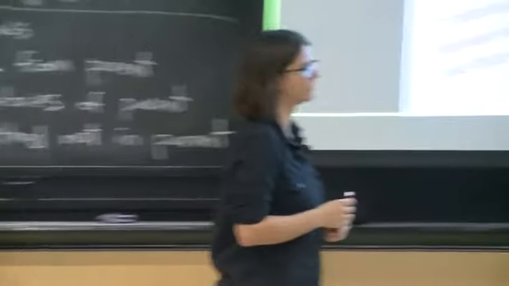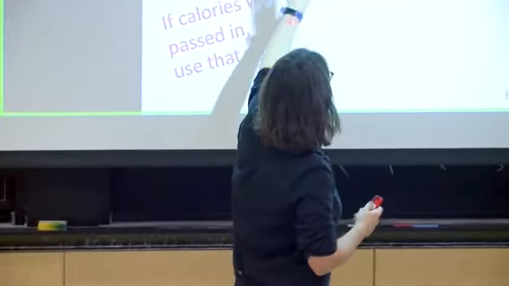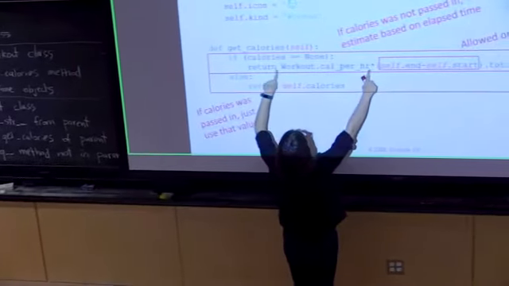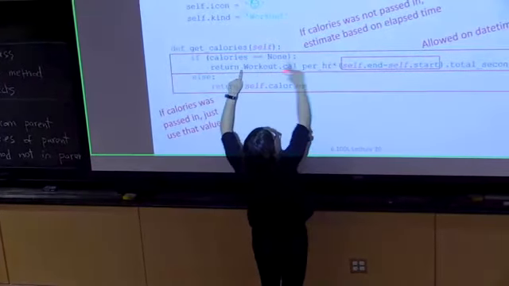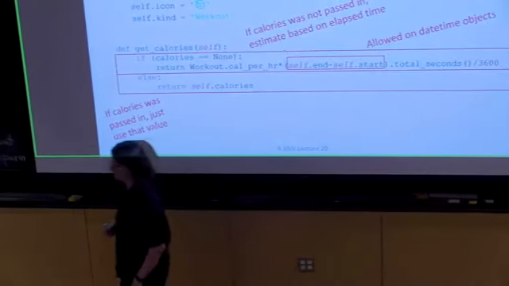You can do like workout dot and then all of that. Workout dot cal per hour, that's just this. And then we multiply by that number. Yeah.